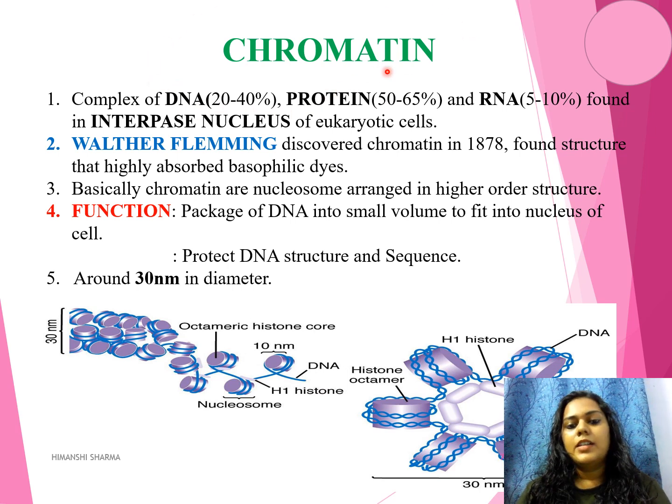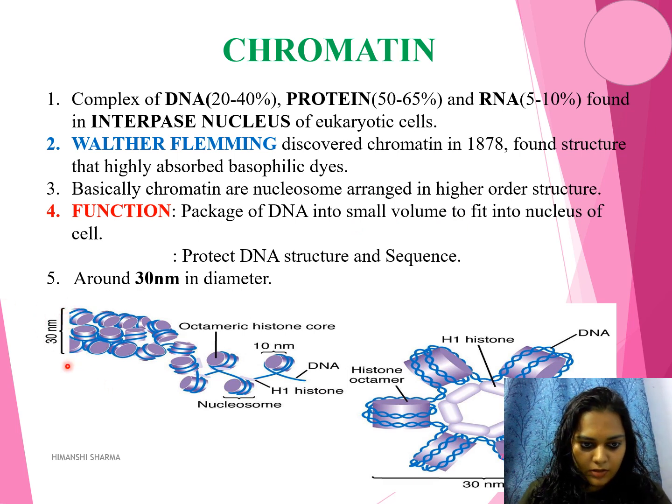Now talking about the chromatin structure. Basically, chromatin consists of nucleosomes arranged in a more compact, higher order structure, and it is a complex of DNA, protein and RNA. These are the values: DNA content 20 to 40%, protein content 50 to 65%, RNA content 5 to 10%. This structure is found in the interphase nucleus of eukaryotic cells, that is the non-dividing stage of the cell. Its function is to pack DNA into a small volume to fit into the nucleus of the cell and protect DNA sequences. The diameter you can see is around 30 nanometers.